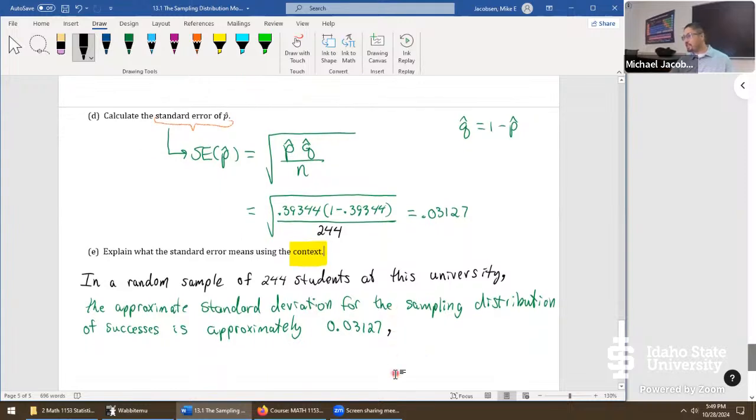So the next part of the statement should say, here, a success is admitting to binge drinking.